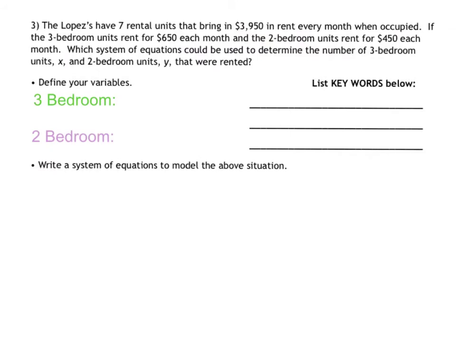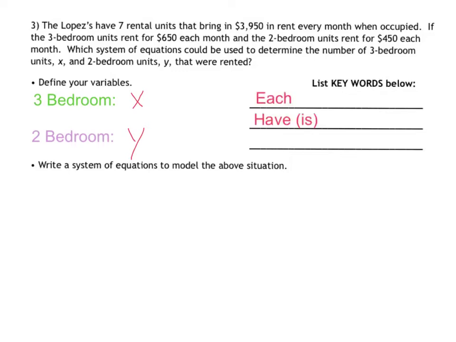Number 3, the Lopez's have 7 rental units that bring in $3,950 in rent every month when occupied. If the 3-bedroom units rent for $650 each month and the 2-bedroom units rent for $450 each month, which system of equations could be used to determine the number of 3-bedroom units, X, and 2-bedroom units, Y, that are rented? Notice again in this problem, they tell us what letters to use. For the 3-bedroom, we're using the letter X, and for the 2-bedroom, we're using the letter Y. So let's go ahead and list the keywords that we found.